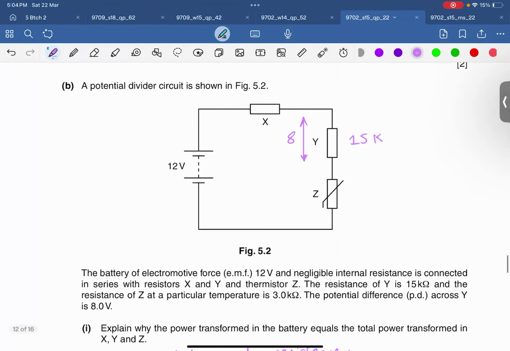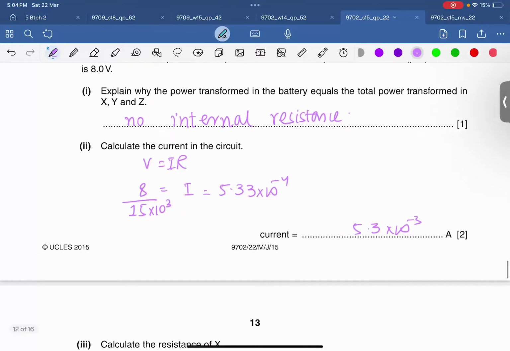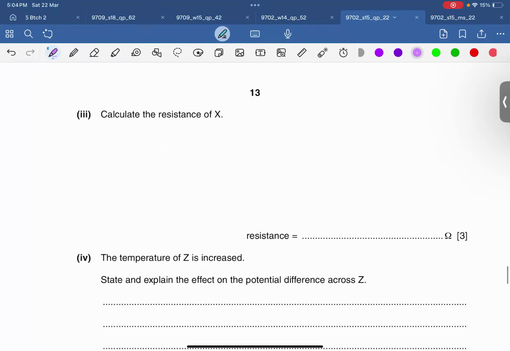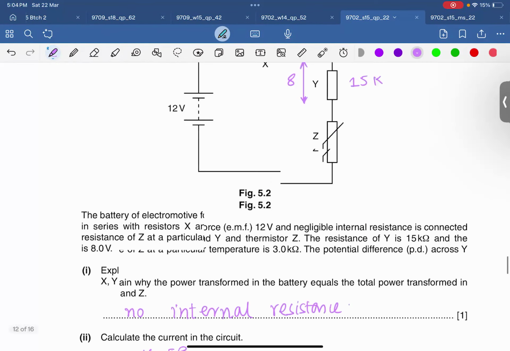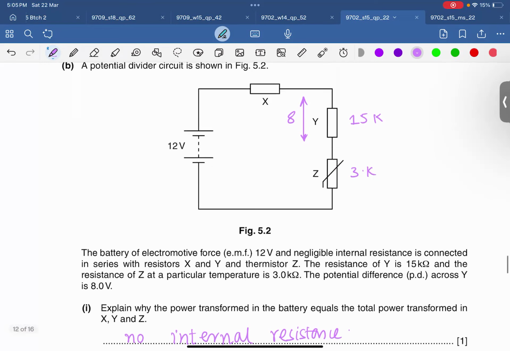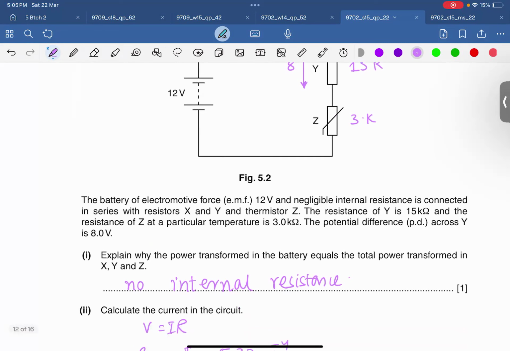This is the current that flows through Y, and since the whole thing is in series, no loop, no junction, so no parallel, the current remains the same. Now they're saying calculate the resistance of X. Doesn't the PD change throughout the series circuit? Yes, the potential difference changes for the series circuit. So why do you think 8 over 15 then? Because they told you that the potential difference across Y is 8.